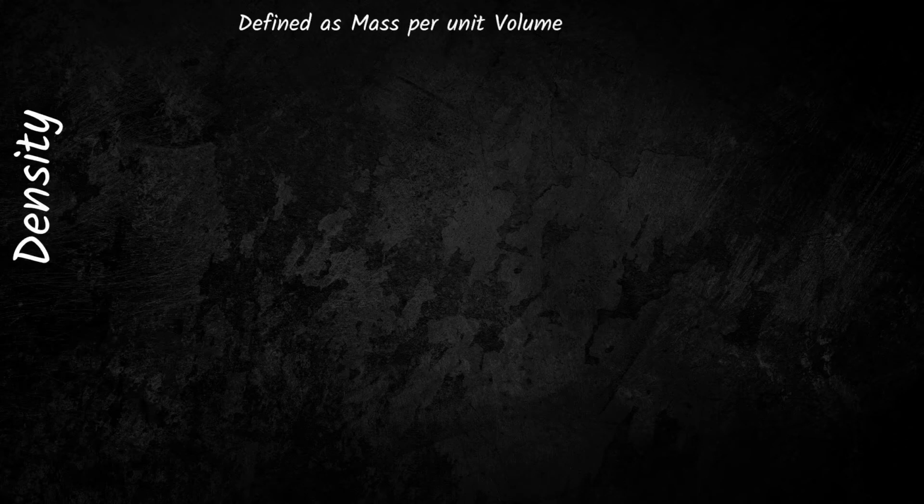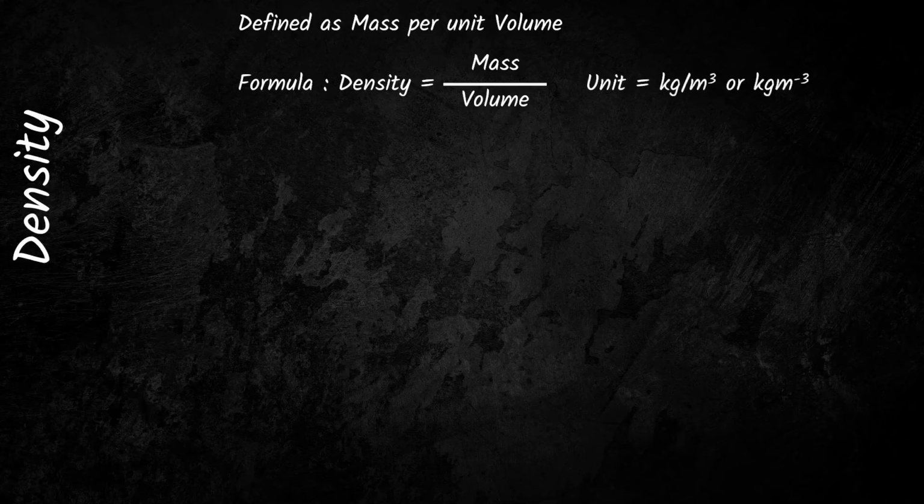Density is the mass per unit volume of an object. The formula for density is mass upon volume, and its SI units are kilograms per meter cube. You'll frequently see the formula or the unit grams per centimeter cube as well, but that's not an SI unit. The SI unit for density is kilograms per meter cube.